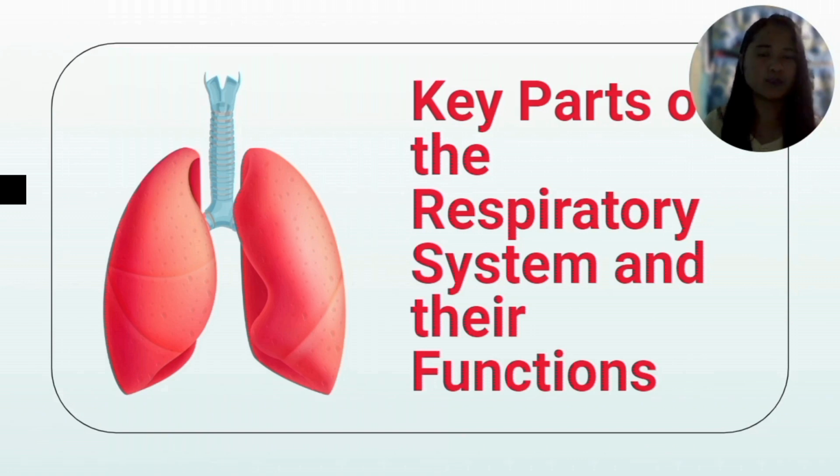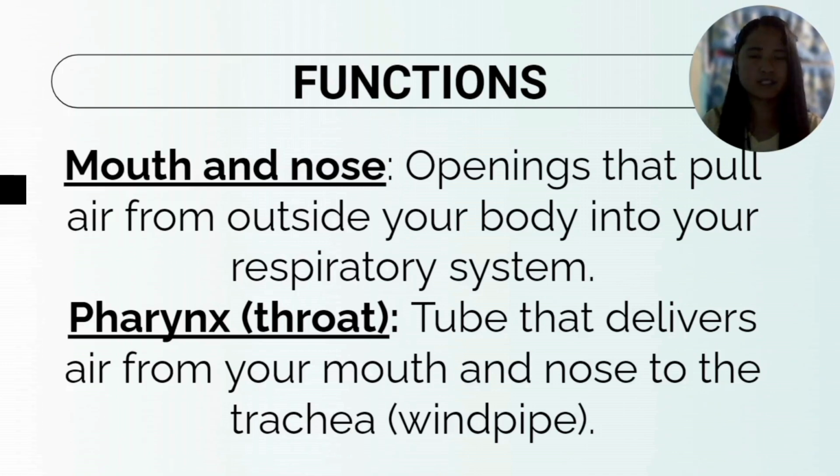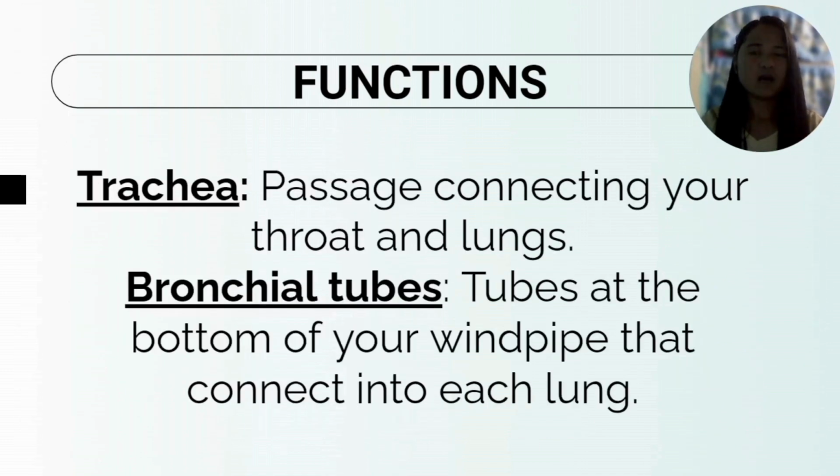So at this point, we will talk about the key parts of the respiratory system and their functions. The function of mouth and nose: these are the openings that pull air from outside your body into your respiratory system. So imagine if we have no mouth and nose, we can't breathe, right? Okay, pharynx or throat, this is the tube that delivers air from your mouth and nose to the trachea or windpipe, while the trachea is the passage connecting your throat and your lungs. Bronchial tubes, these are the tubes at the bottom of your windpipe that connect into each lung.